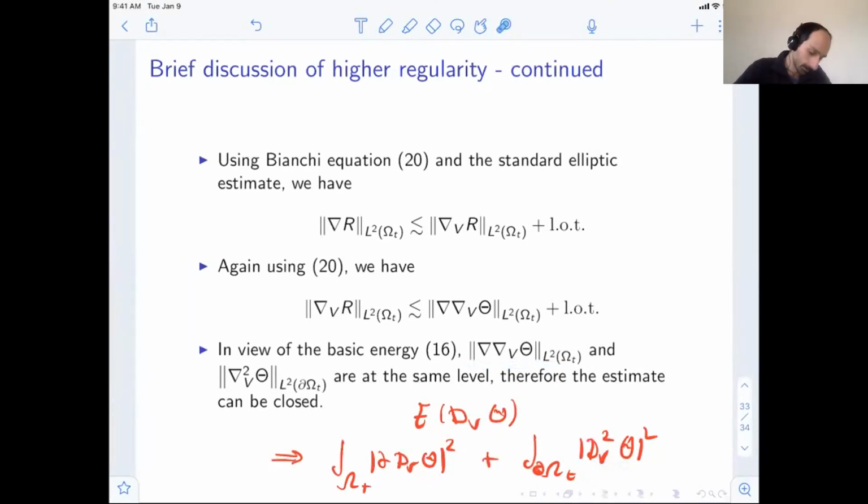Okay, this is a very rough outline, and then there's an elliptic estimate that one has to prove for this. But okay, I wanted to convey the main ideas. I think that's what I tried to do, and thank you for your attention.